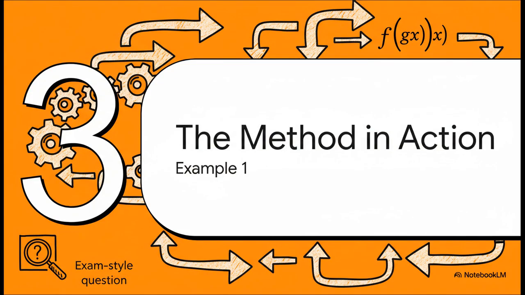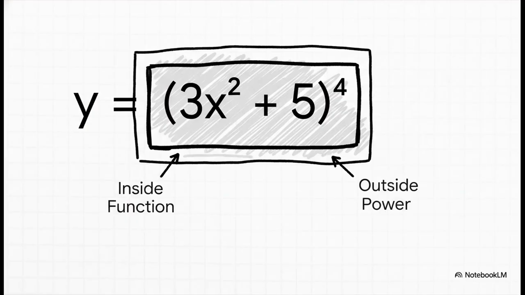Okay, theory is one thing, but let's actually put this flowchart to work on a real exam-style question. This is where you're going to see just how powerful this little method is. All right, check this out. Our first problem is y equals (3x squared plus 5) to the power of 4. I mean, this is a textbook chain rule problem. You can clearly see the inside stuff, the 3x squared plus 5, and the outside part, which is just something to the power of 4.